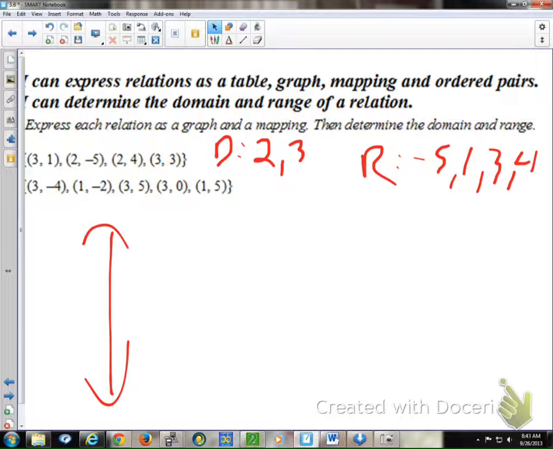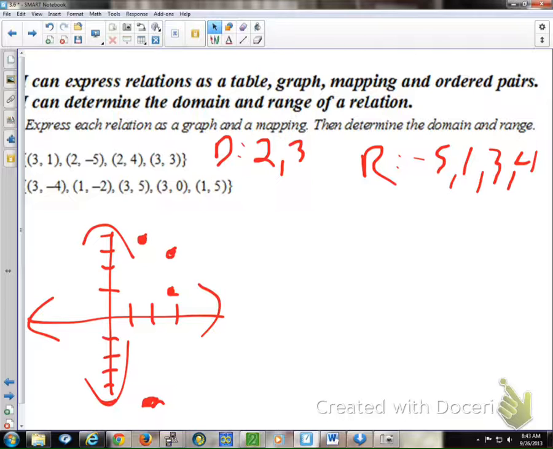All right. Now, first thing they wanted to do was graph them. So 1, 2, 3, 1. 2, -5. It's down there-ish. 2, 4. And 3, 3. And you can see that this is not a function because you have points that are overlapping here and here. You have overlapping points, which is a problem.